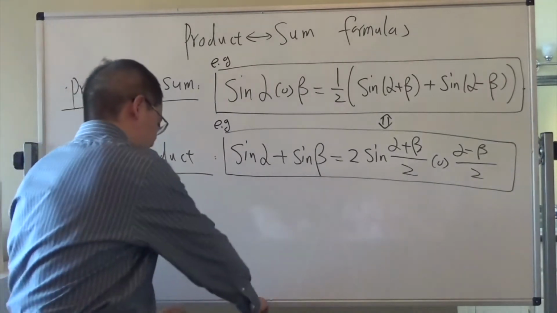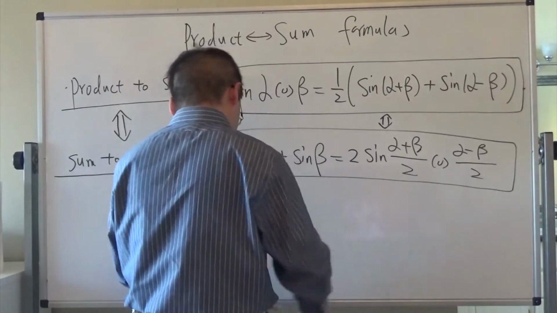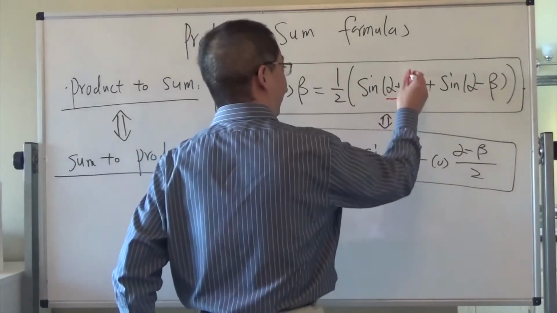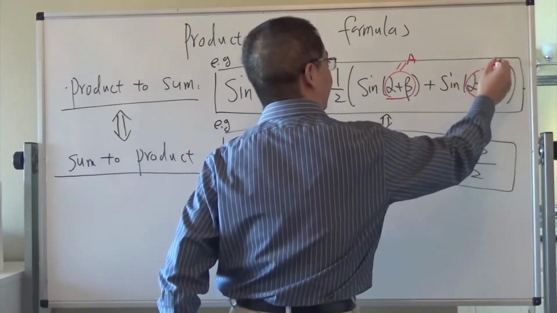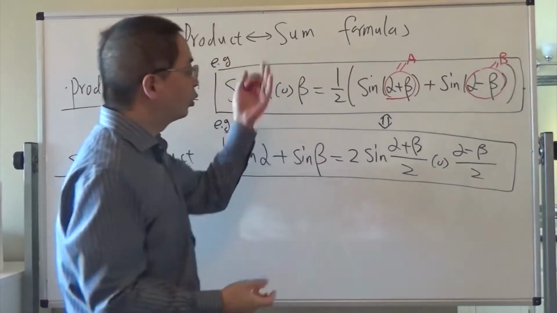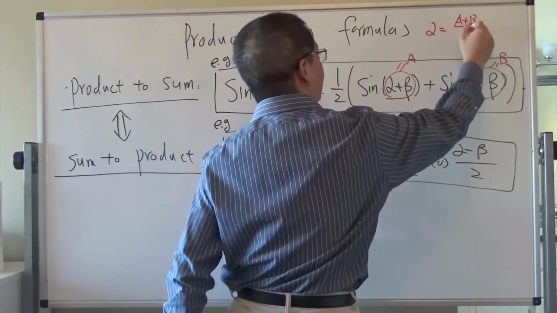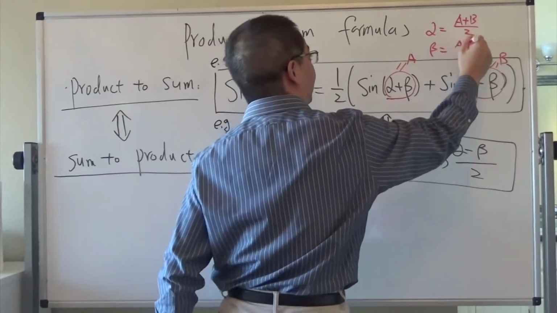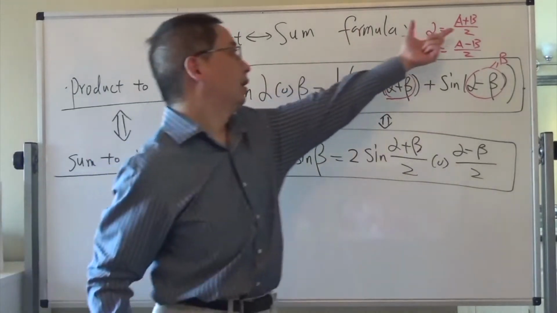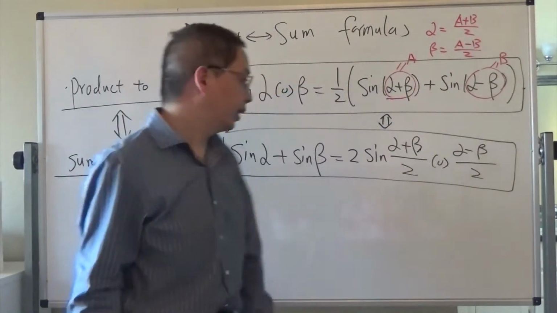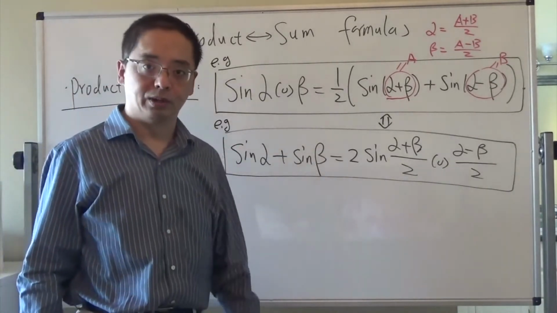Well, what we can do is simply set alpha plus beta equal to A, and we set alpha minus beta equal to B, and then you quickly get alpha equals (A plus B) divided by 2, and beta equals (A minus B) divided by 2. Now, if you replace alpha and beta by the two expressions, we immediately deduce this sum to product formula.